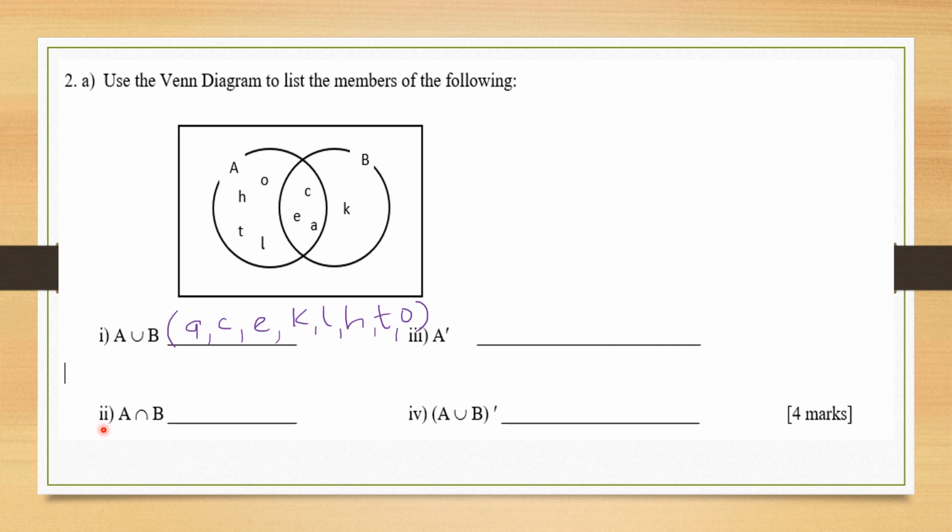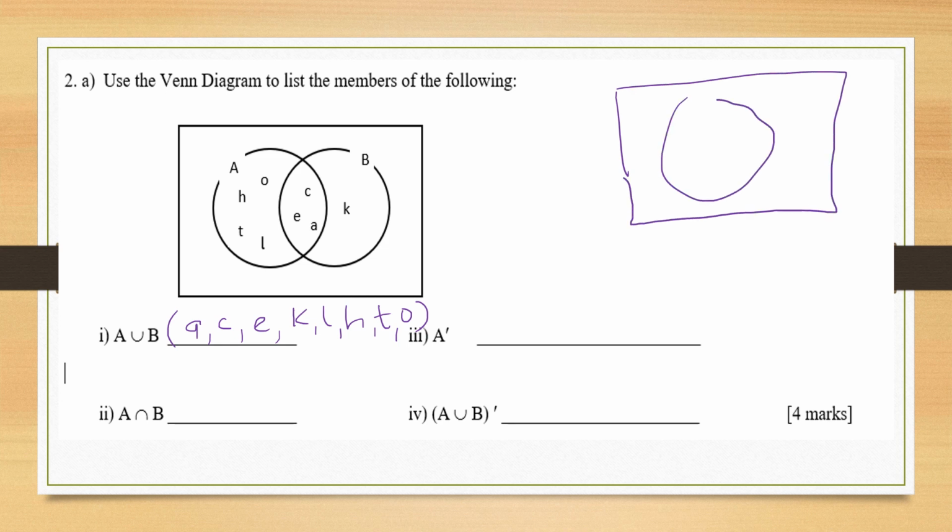So A intercept B. That means, draw my diagram here. A and B. That means I want the middle, what's common. And that is going to be A, C, E. Okay. We come to 3, A complement. Okay, let me erase my diagram here.